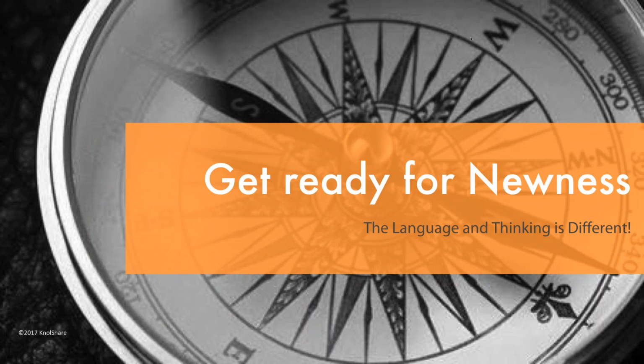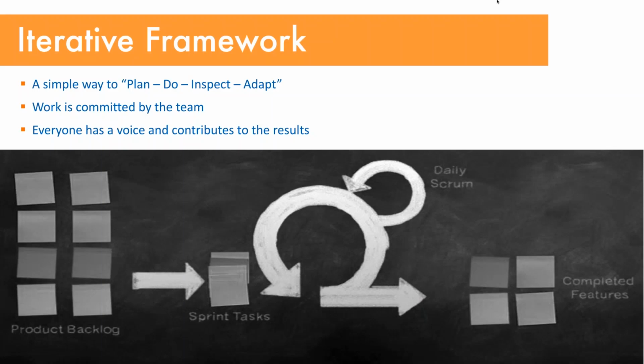Okay, I can tell you this: if we're going through the process of pursuing agility and using its framework and practice, we have to get ready for newness. The language and the thinking is radically different. It's not the same as you've had before. So I'm going to introduce a new framework, and some of you may have heard of Scrum. If you haven't, it's really just a simple framework that allows teams to work in a collaborative fashion. Basic things of plan, do, inspect, adapt. That's kind of the mindset.